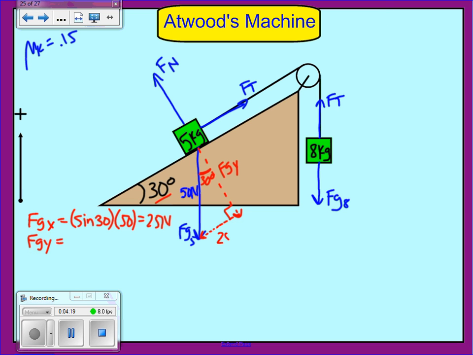For force gravity y, I'm going to do cosine of 30 times my hypotenuse. Cosine of 30 is 0.866 times 50. That's going to give me 43.3 newtons. So that's my force gravity y.